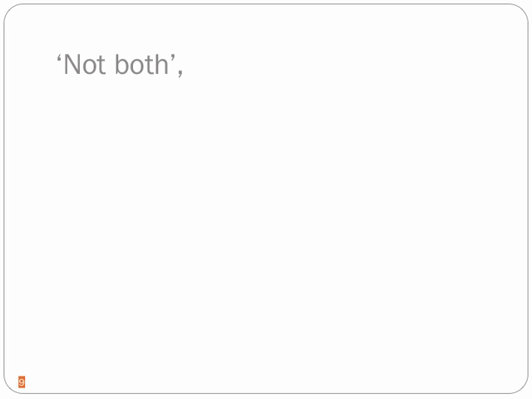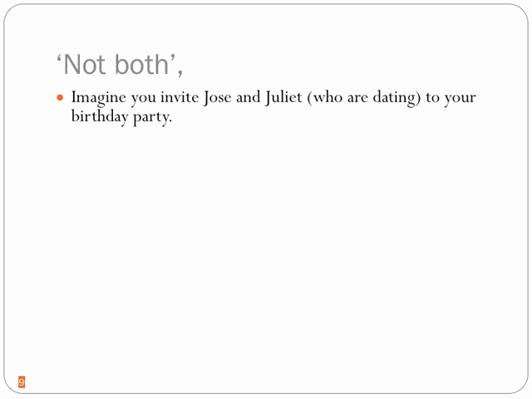Here's a common phrase that we see in English, not both. Let's say that you have a couple friends and they're dating each other. One of your friends is named Jose and another is Juliet. And Juliet and Jose are a couple. And you invite them to your birthday party.